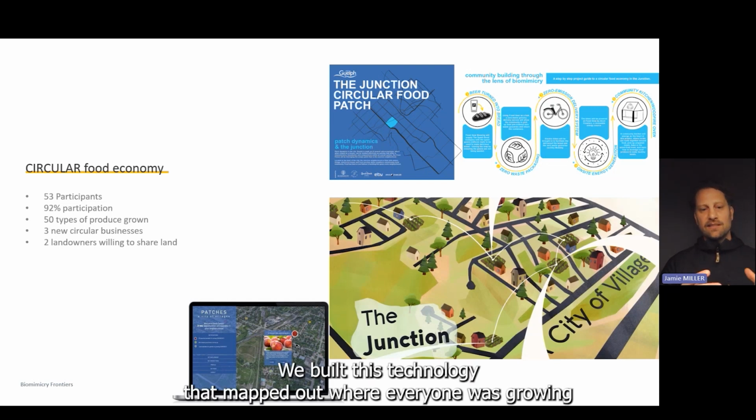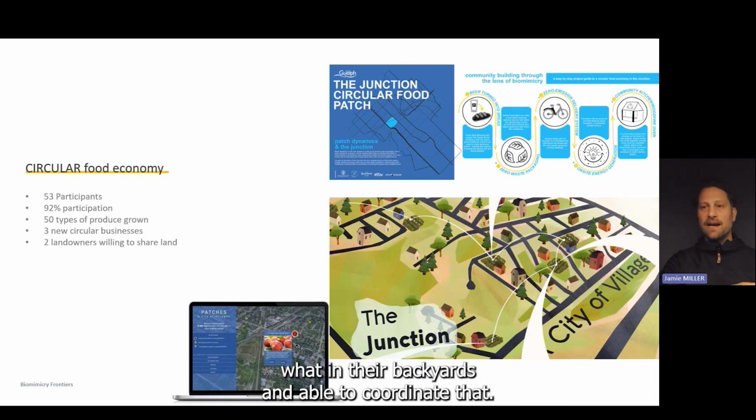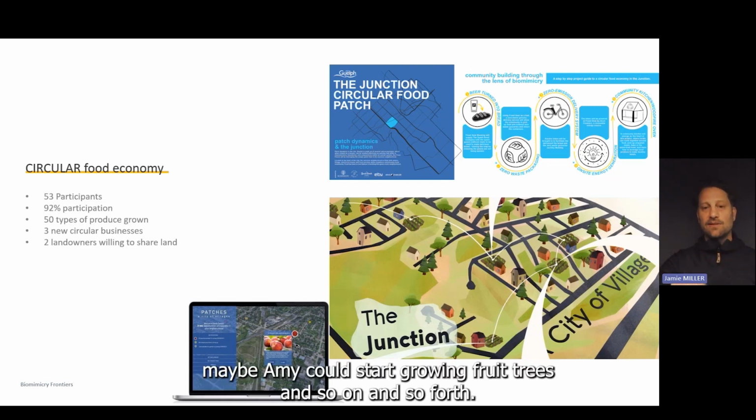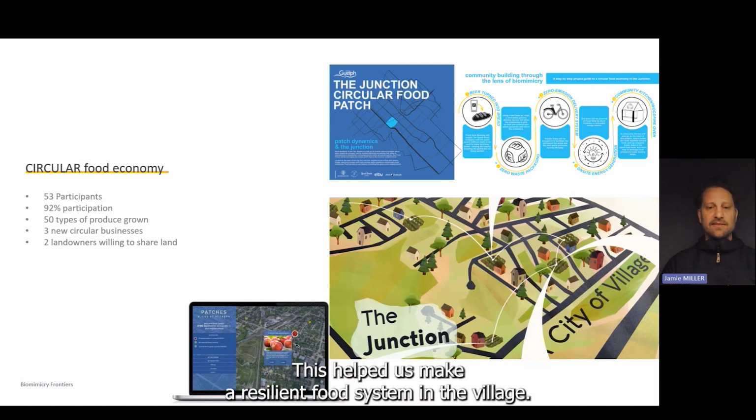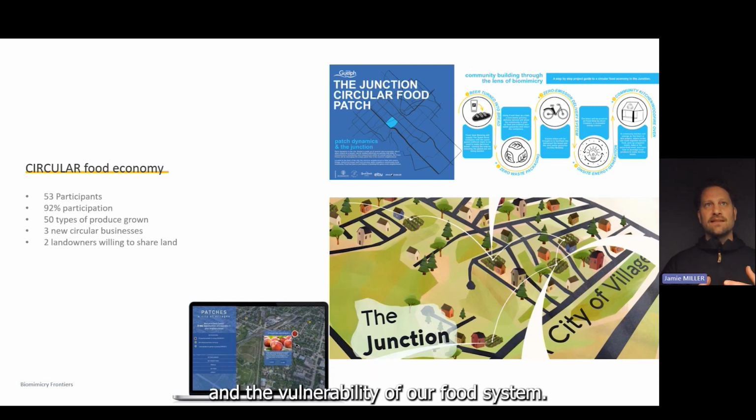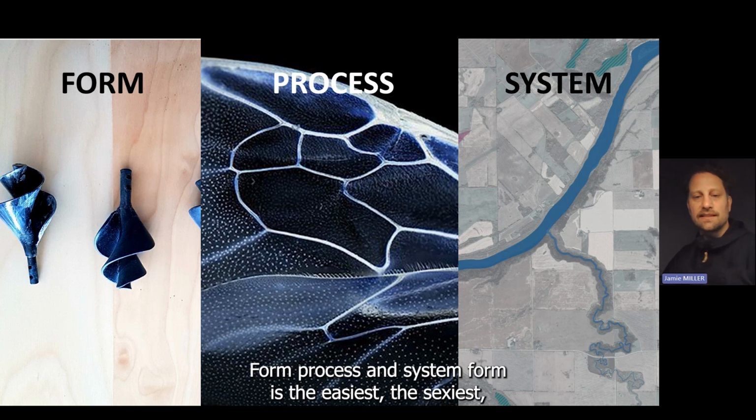We built this technology that mapped out where everyone was growing what in their backyards and was able to coordinate that. Instead of everyone growing cherry tomatoes, we started to be more strategic and said, maybe Amy could start growing fruit trees and so on and so forth. This helped us make a resilient food system in the village. And it came at the time of COVID when we're seeing the influence and the vulnerability of our food system. So there it is, form, process, and system.